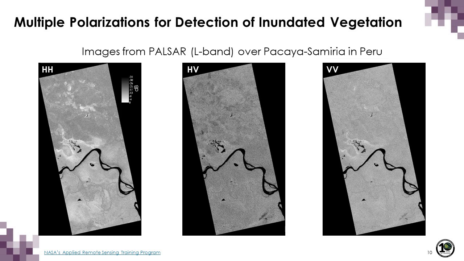VV shows flooded vegetation to a lesser extent and HV to an even lesser extent. So in general, HH polarization penetrates deeper into the vegetation canopy than VV, and when striking the water surface is most strongly reflected in comparison to VV polarization. HV is more sensitive to volume scattering because of its depolarizing characteristics and is generally not good to detect inundated vegetation.